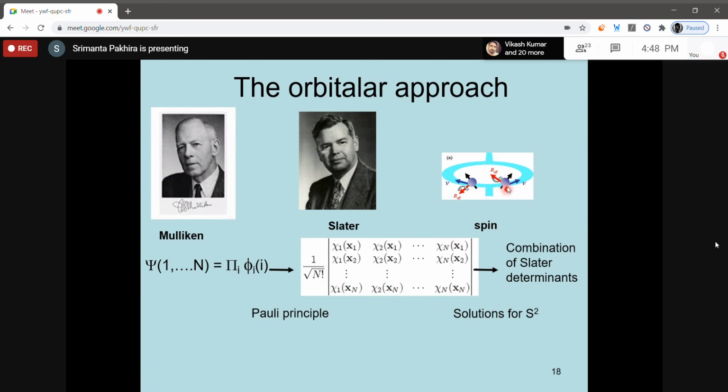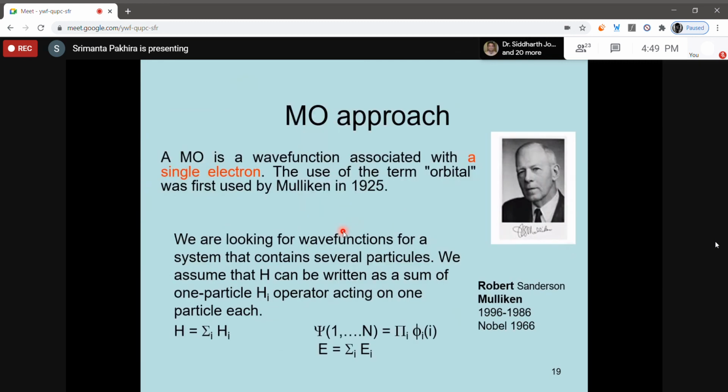While the electron revolves around the nucleus, the electron itself is also spinning around its own axis. In that way, Mulliken and Slater also formulated this kind of matrix, a combination of Slater determinants. Finally, the spin quantum number s equals half, and the operator S squared comes in, and they were able to solve with such an approximation.